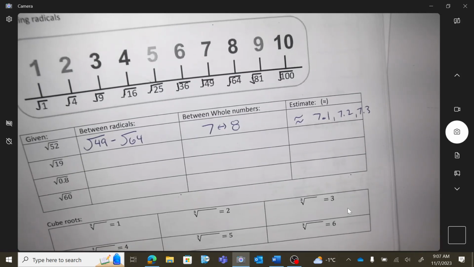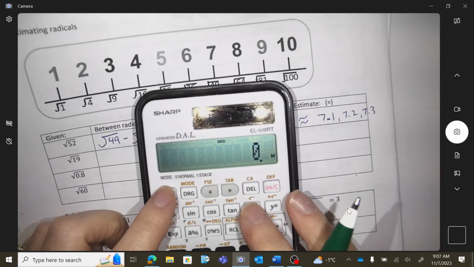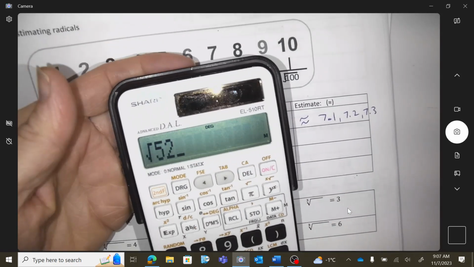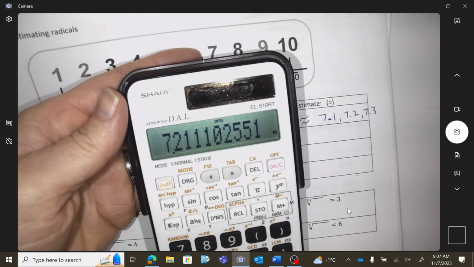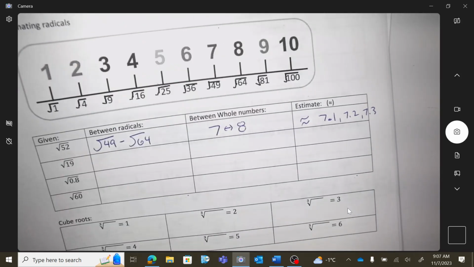Okay? You don't have a calculator, but let's just go through and see how accurate we are. The square root of 52 is 7.2. That would be the best guess.